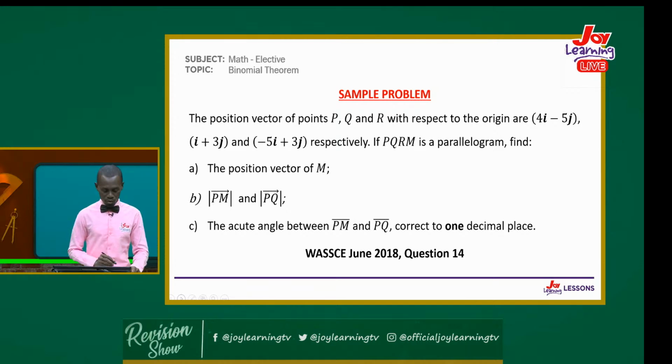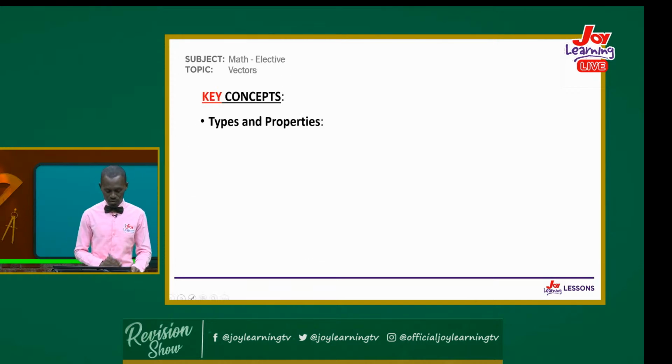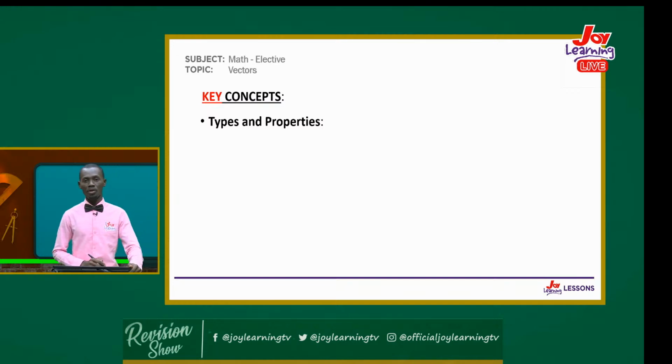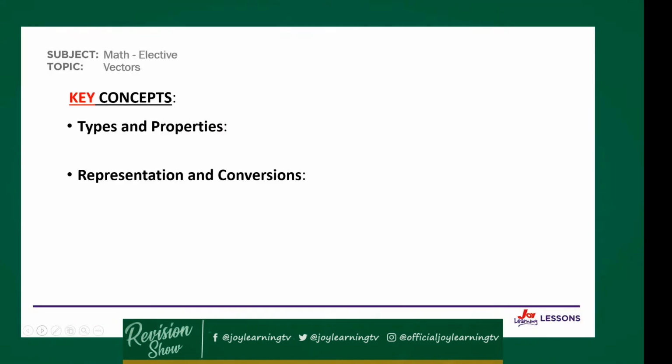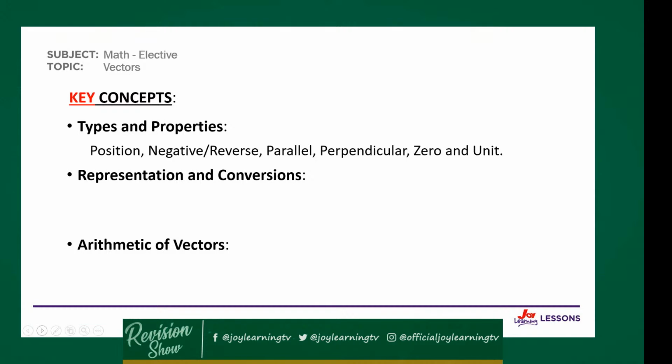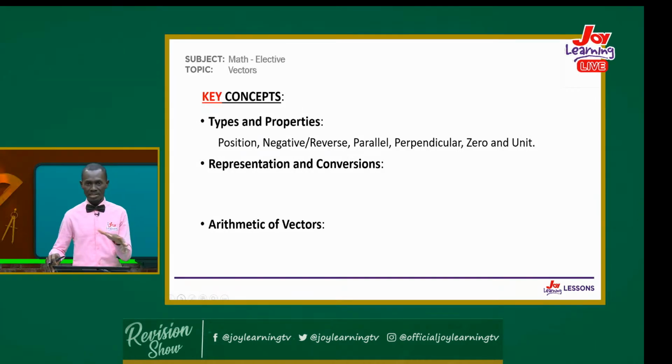So let's get right down to business. We would look at our key concepts. So we'll be looking at types and properties of vectors. We shall also be looking at representation and conversions of vectors. And finally, we shall look at some arithmetic of vectors. So what are the types and properties of vectors we shall be dealing with? We shall be dealing with position vectors, negative or reverse vectors, parallel vectors, perpendicular vectors, zero and unit vectors. These are the types of vectors we shall particularly be looking at.